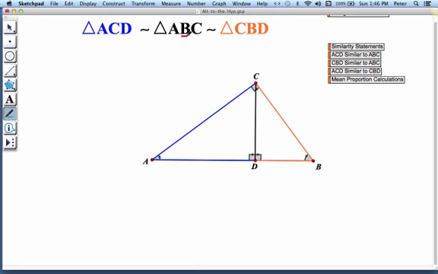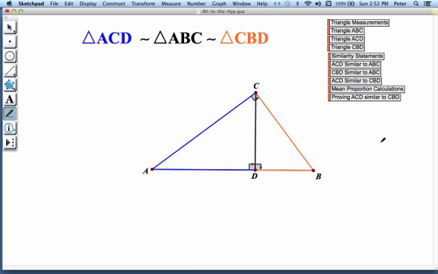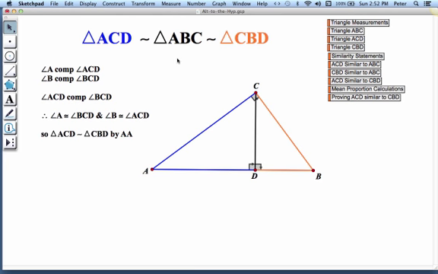Now the same relationship works between the second two triangles. Angle B in the large triangle ABC is the same as the angle B in the orange triangle. And once again, since angle C and angle D are both right angles, ABC and CBD are similar by angle as well. And this brings us to the final similarity, which is between the blue triangle ACD and the orange triangle CBD.